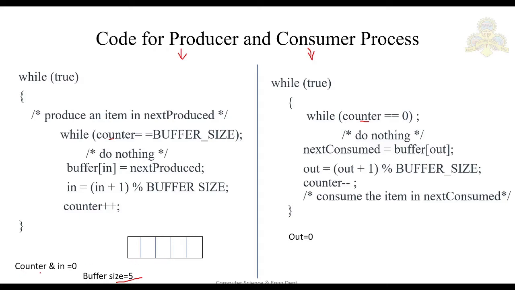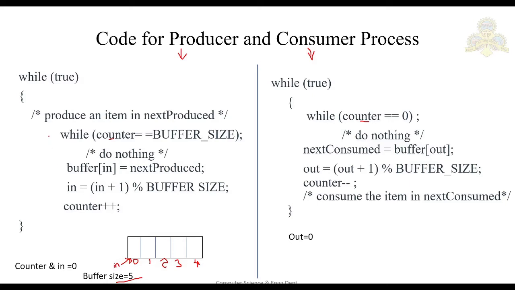So by default we have counter and in as 0. In is nothing but your pointer to the buffer. Let me give the location names 0, 1, 2, 3 and this is the fourth location. That means altogether you can store 5 items in this buffer and by default in will point to this 0th location. This is your in value, and counter is also 0.